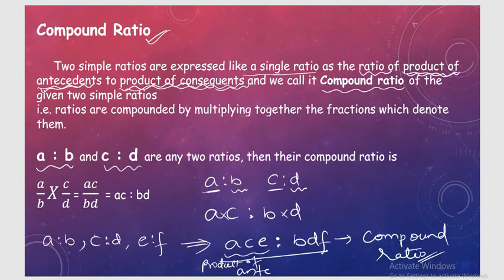Compound ratio means, whenever you have two or more ratios and you want to represent them as a single ratio, we take the product of antecedents and the product of consequents, and write them as a single ratio. So we need to remember this: product of antecedents, product of consequents, right?